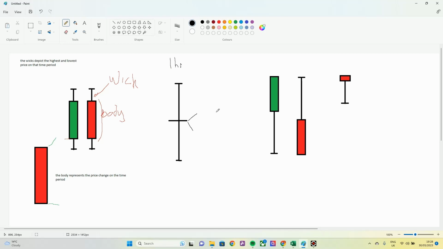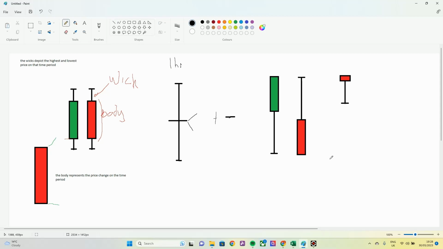Now you can also get one that's got little wicks, or it might not even have wicks at all, and it might just be a straight line. I'll try and do that properly. It might literally just be a straight line, like that. Again, if it's got no wicks at all, then it means that the price has started at that point, and over that time period, it's not moved at all. That's what that would be telling us. But for this one, like I say, the price has gone up, or it's gone down, and then it's gone the other way, and it's finished exactly on the same point again.